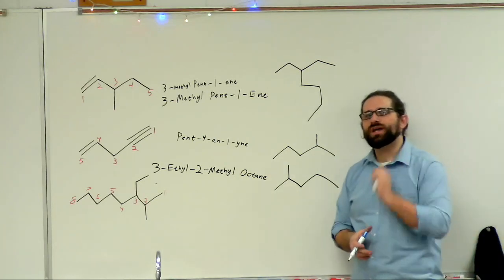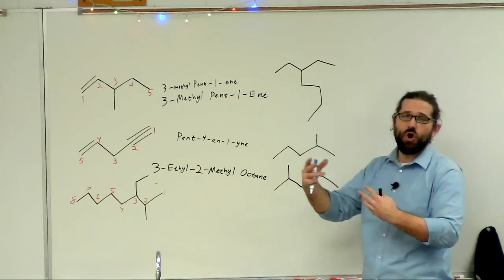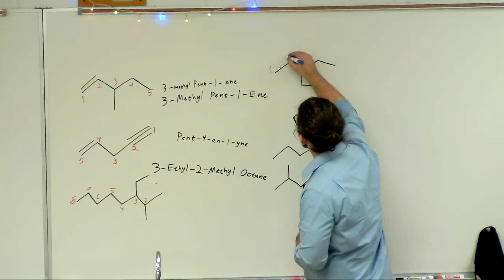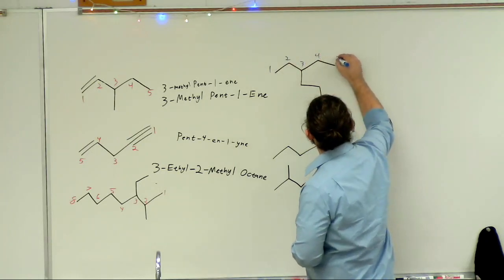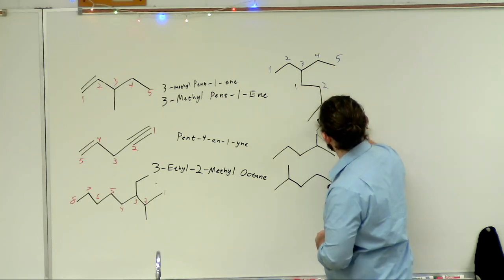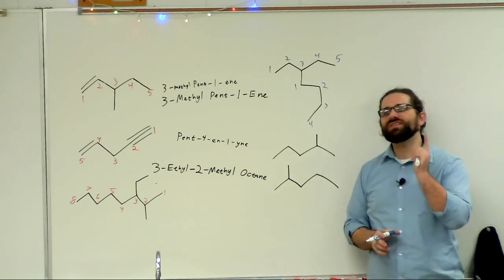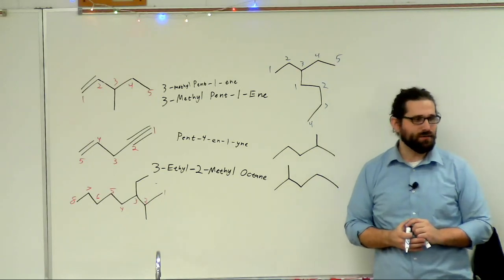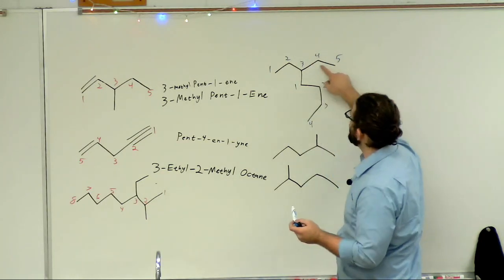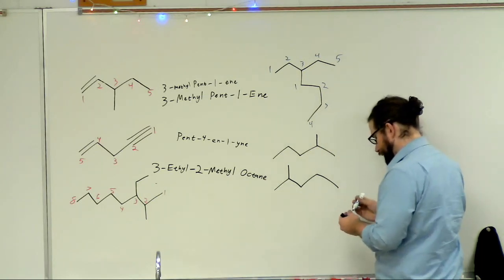Here I've got a trick question. How do I name this? Now, if I were to just go at it and number it like I've been numbering, I would say I've got a 1, 2, 3, 4, 5 carbon chain with a 1, 2, 3, 4 side chain. But our parent chain always needs to be the longest carbon chain involved. So instead of saying pentane with a butyl side chain, this is actually going to get numbered like this.